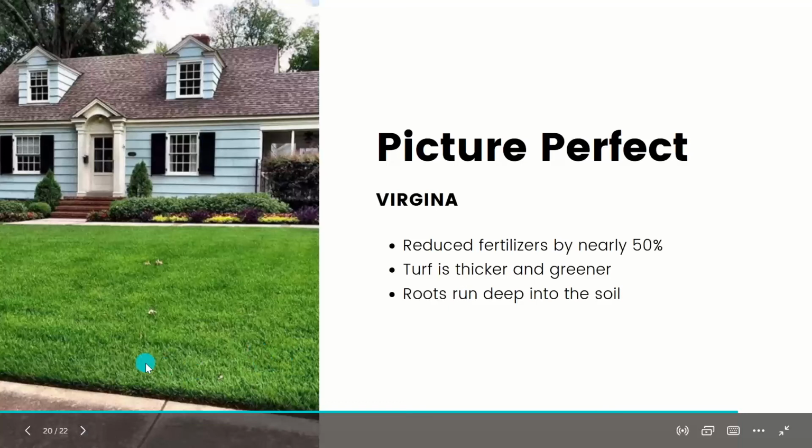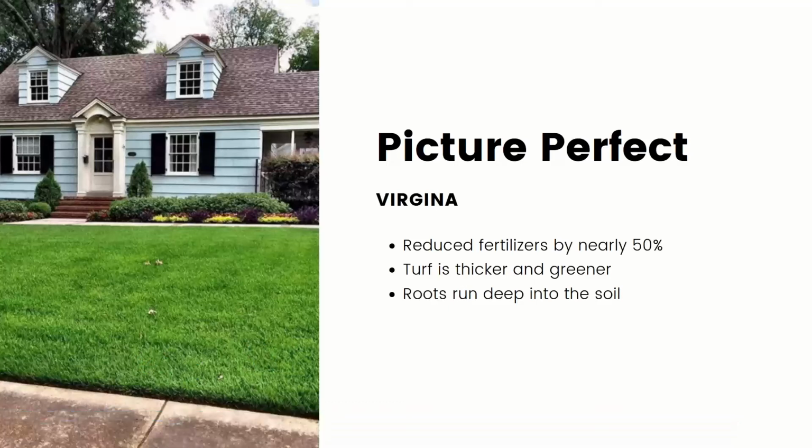Picture perfect as we work up the East Coast. They're in Virginia. They reduced their fertilizers by nearly 50%. They had thicker, greener turf. And when it says roots run deep into the soil, there was plenty of times where I get pictures from them of 7-8 inch roots on residential properties, and they were just taking samples just to prove the point because they were so excited about it. But really good results there.